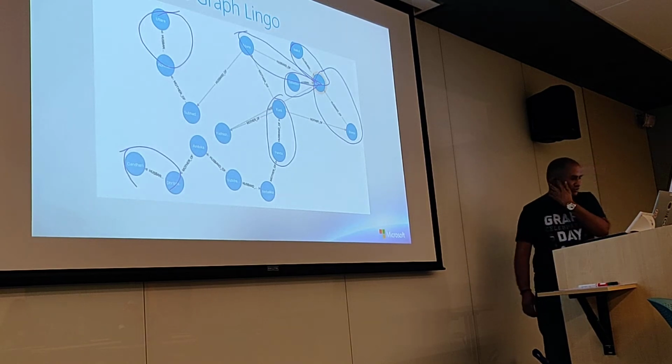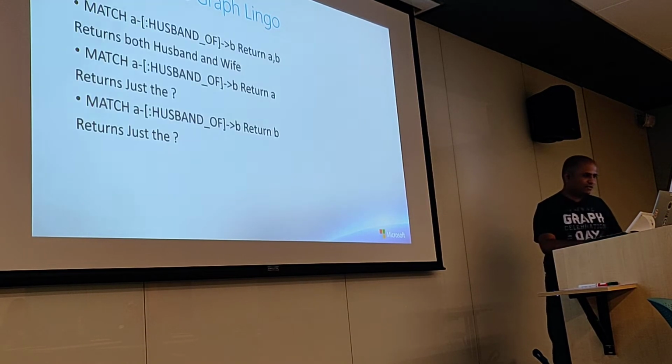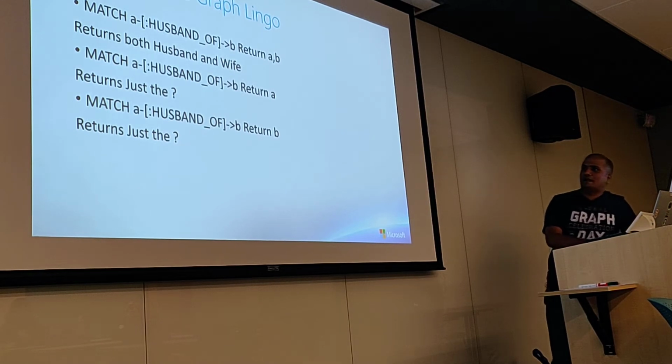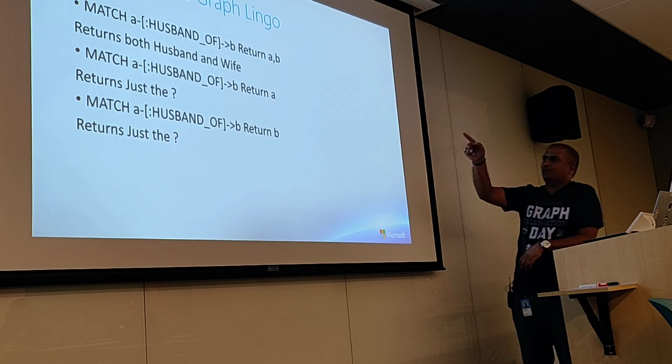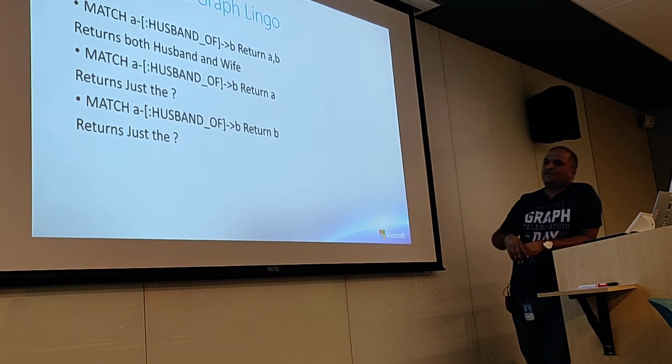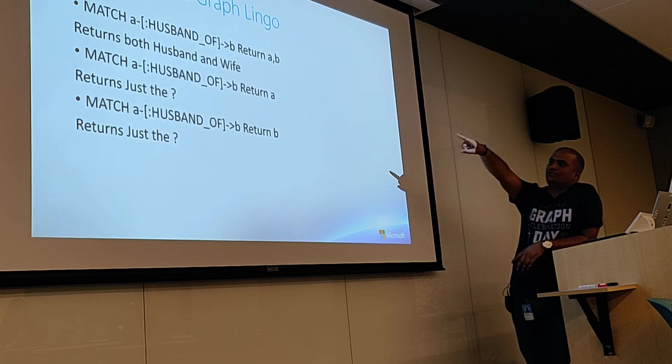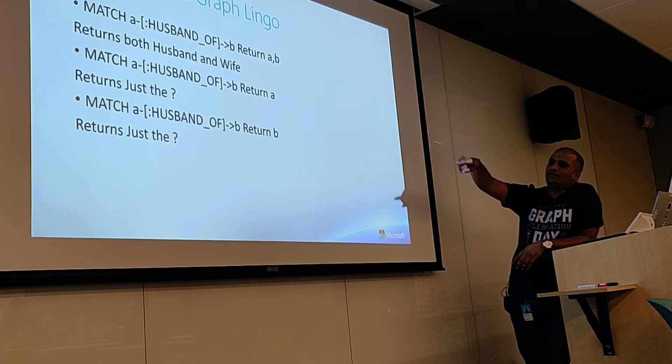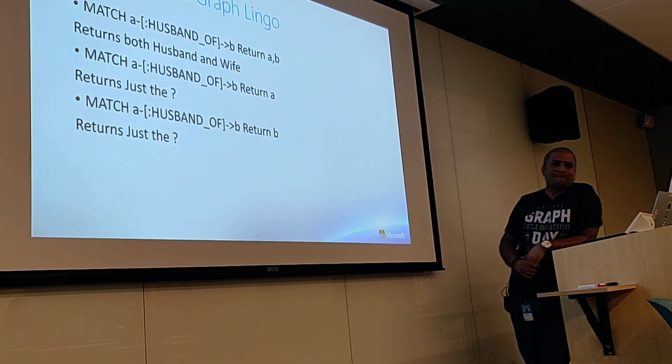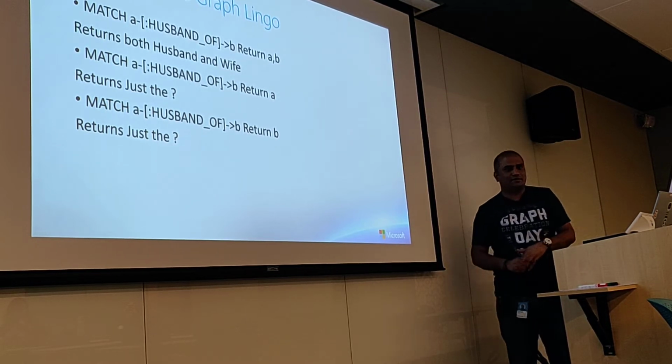So with Cypher, you basically focus more on the patterns. If you want to match a husband of and be, and you say returns both husband and wife, this one is just going to return both husband and wife. The other query, what do you think it should return? Anyone? It will return the husband only because it's returning A only. The second one is going to return the B only, right? That's the B. Wife, yes.